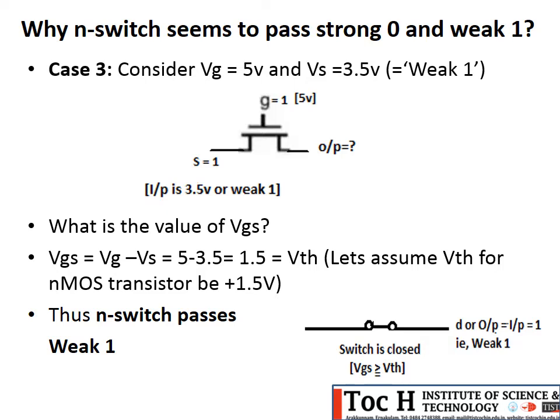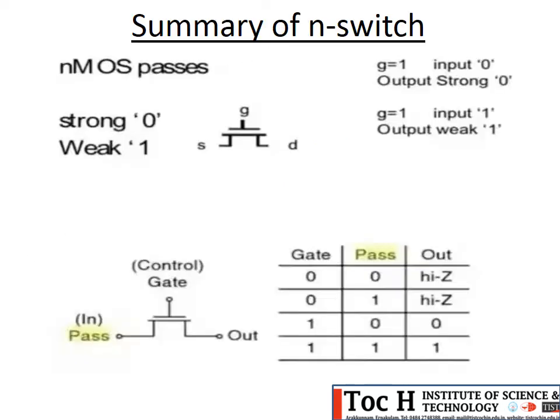So we can conclude that the N switch will pass both strong 0 and weak 0, so we need not specify. We can say the N switch passes logic 0, as well as logic 1 in a degraded format. Degraded format means it passes only weak 1.